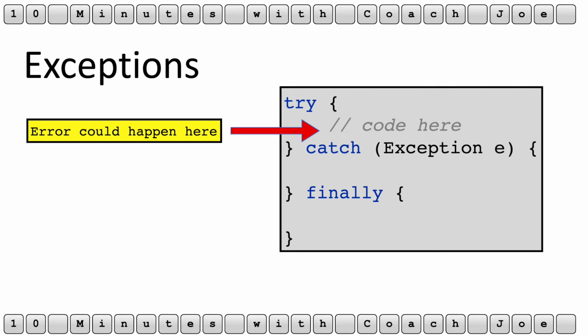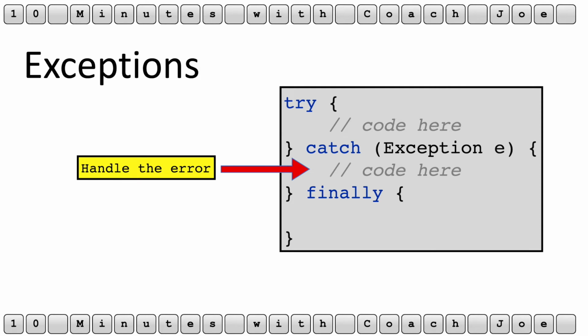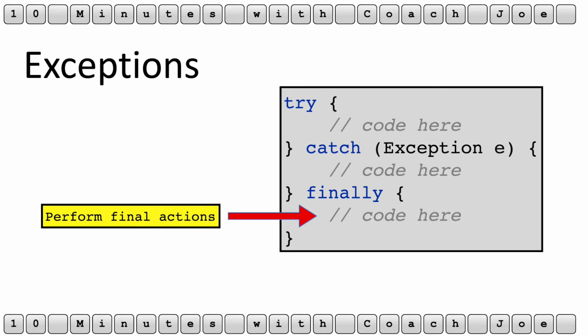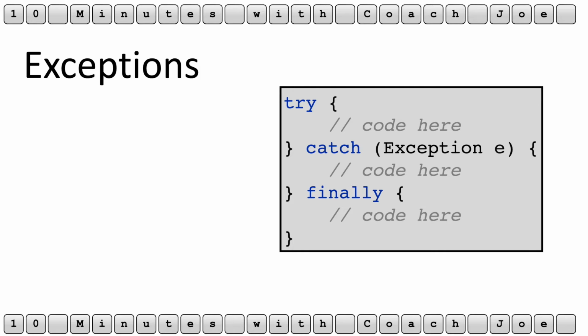Inside the code block for the try is a command that could generate an error. The catch code block will only execute if an error is detected, and the finally block will always execute after the try and catch blocks, regardless if an error was detected or not. This is a great place to perform any final actions while handling this possible exception.